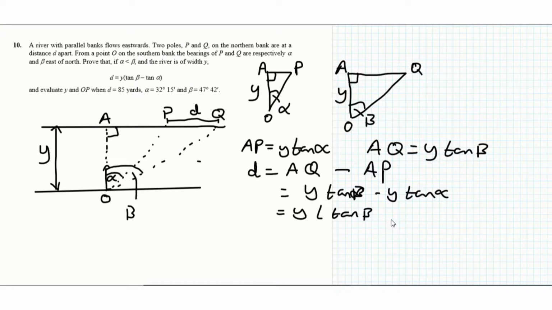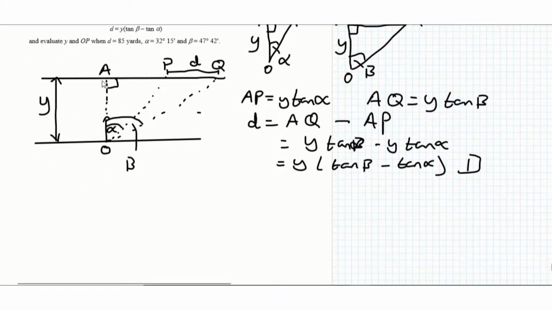And the final part is evaluate y and OP when d is equal to 85 yards. I'm going to take alpha equal to 32 degrees. I don't really know what this bit in the end means. Someone will have to correct me in the comments. I had a quick look at bearings, but I'm just working with this like an angle problem. So alpha's 32 degrees and beta's 47 degrees from the north.